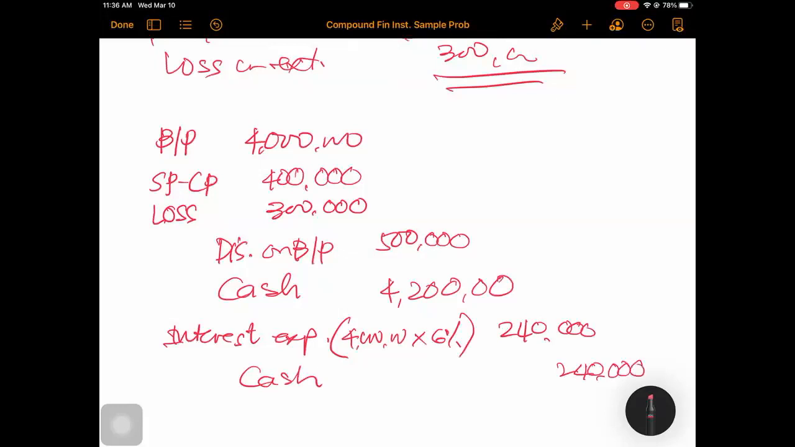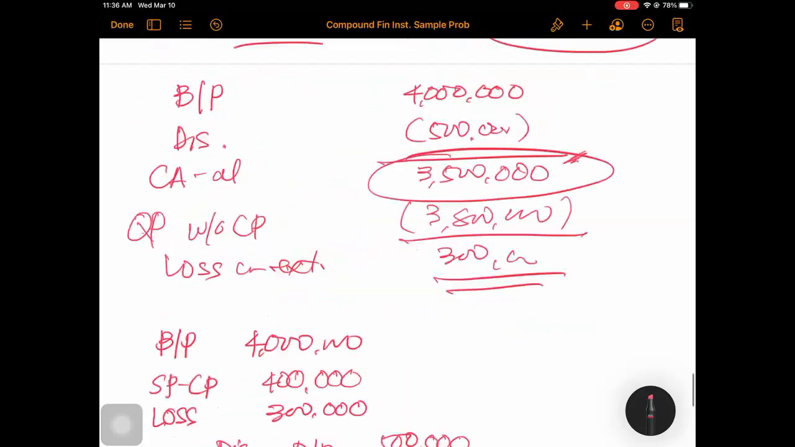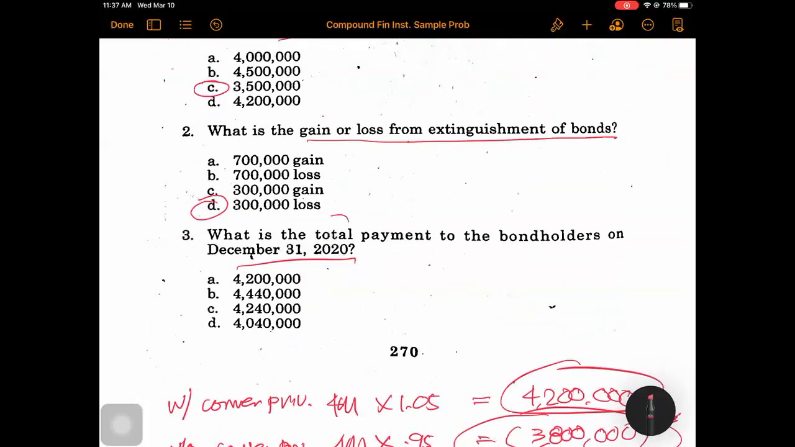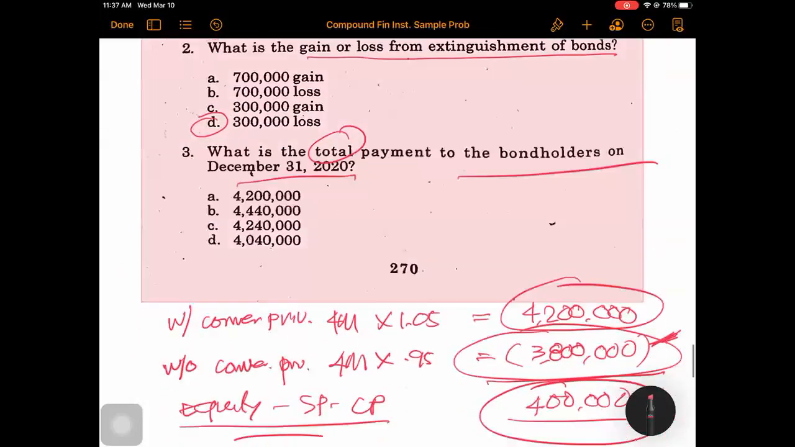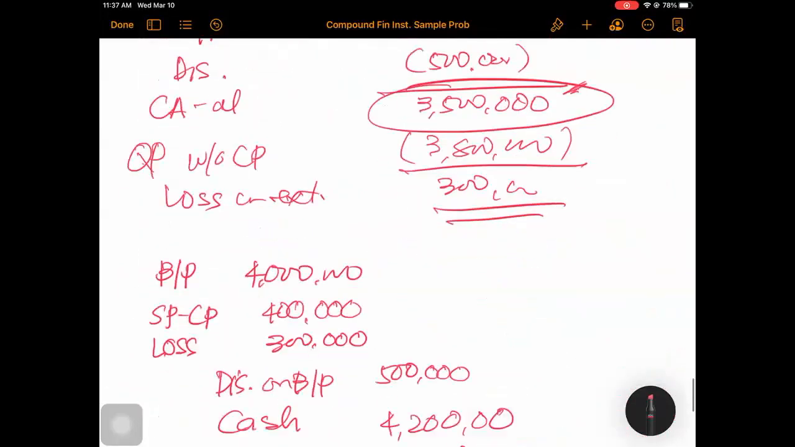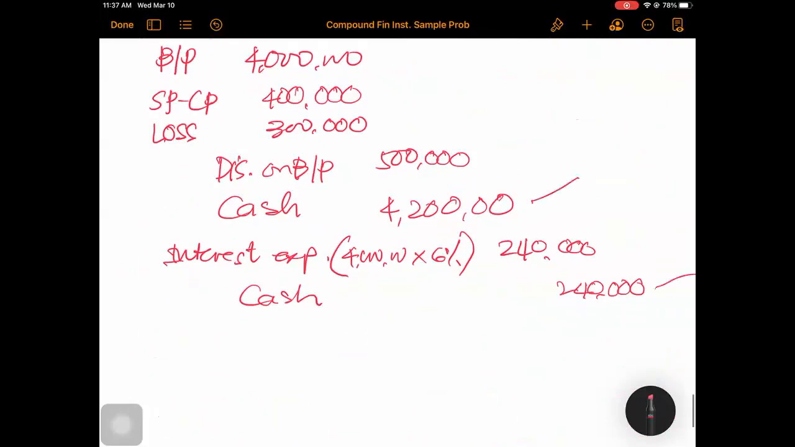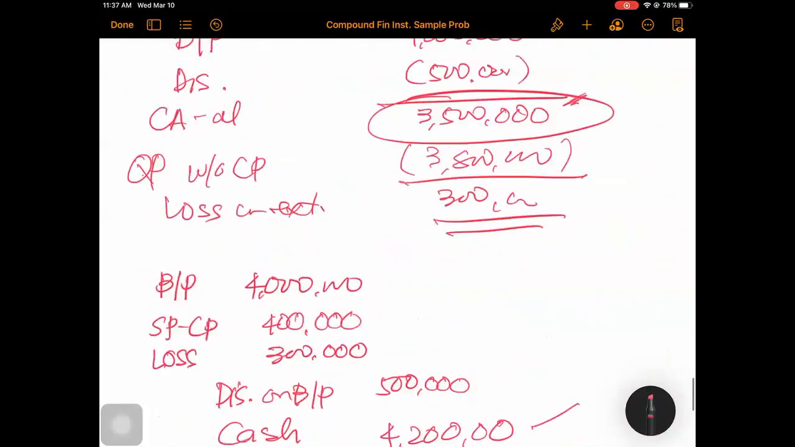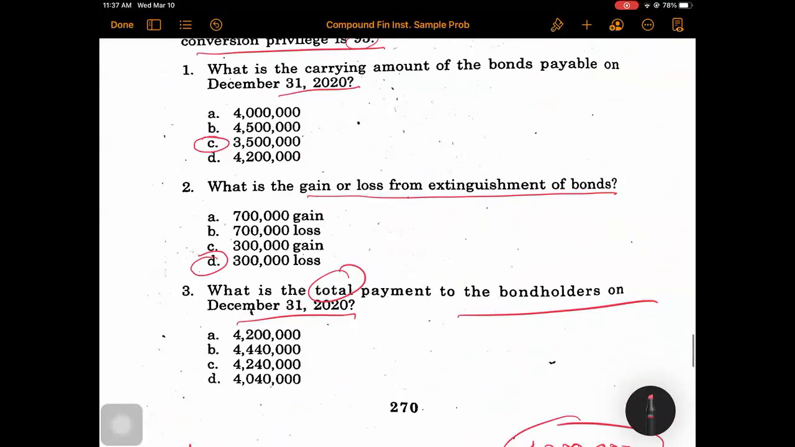Therefore, pila tanan atong gibayad sa bondholders. Well, the question is, total payment to the bondholders on December 31, 2020. So that's 4,200,000 plus 240, that's 4,440,000. Okay, so that's the answer for the problem.